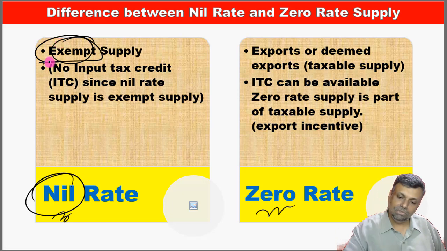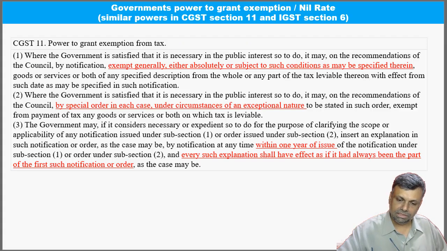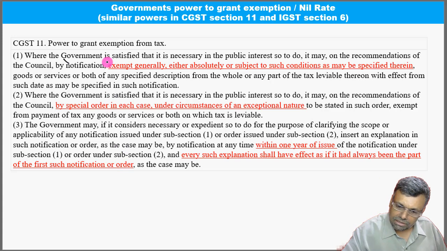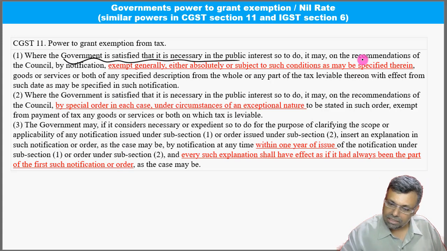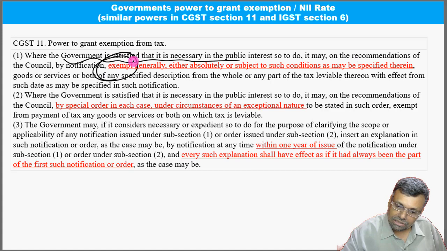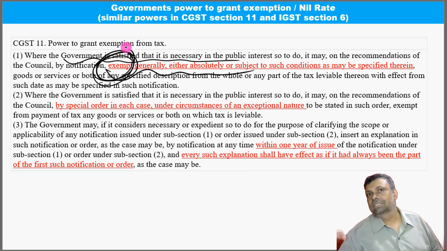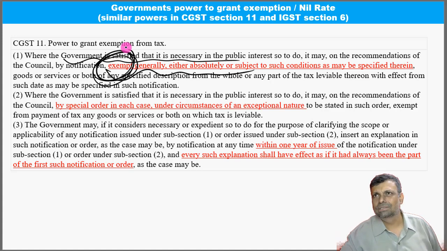Why? The word exempt supply comes from section 11, where it says that if the government is satisfied it is necessary in the public interest so to do, it may exempt generally. So the word exempt comes from the section of the CGST and the appropriate section in IGST also. The word exempt comes from the law, because law uses the word exempt. So we say that this is an exempt supply.